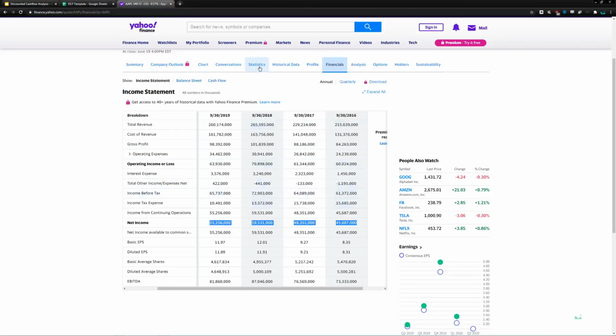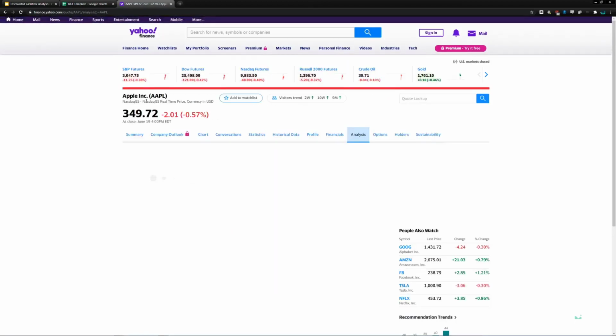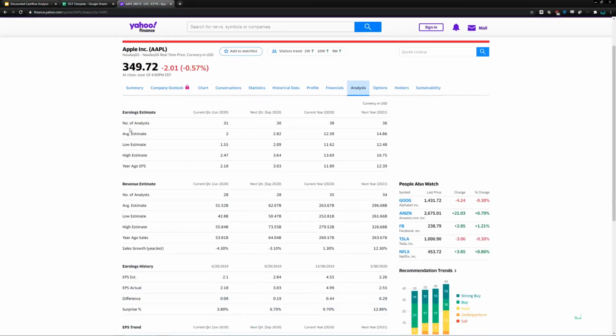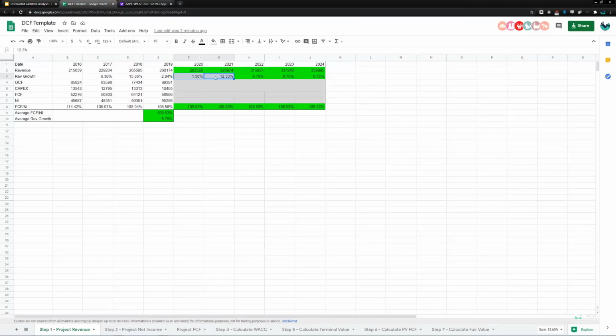If you look on the analysis tab here, right here. So current year, there's 35 analysts that are projecting that we will see 1.3% sales growth year over year, and then 12.3% in 2021. So that's where those two numbers are coming from.